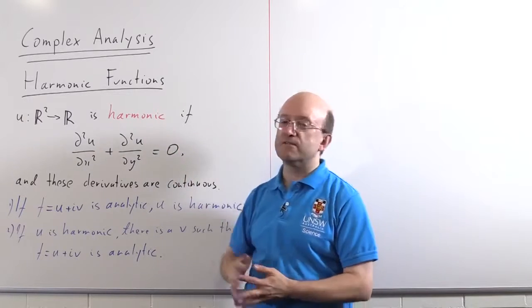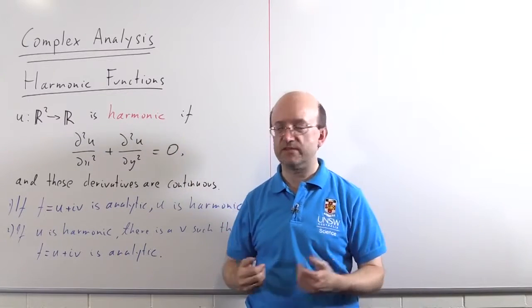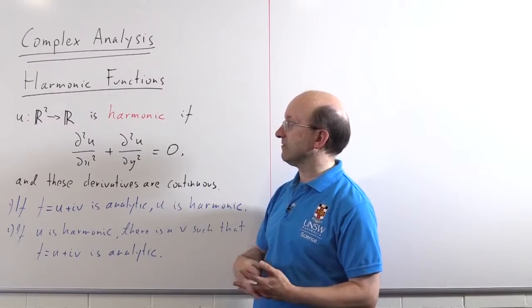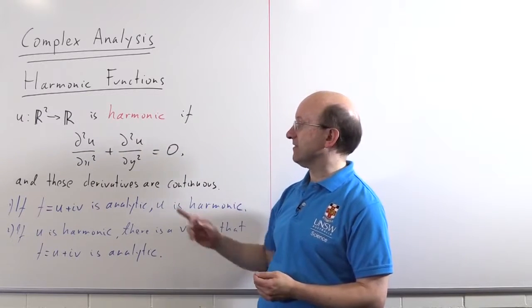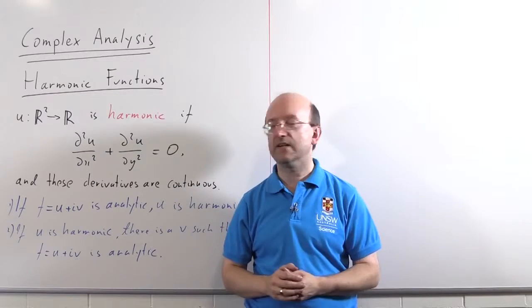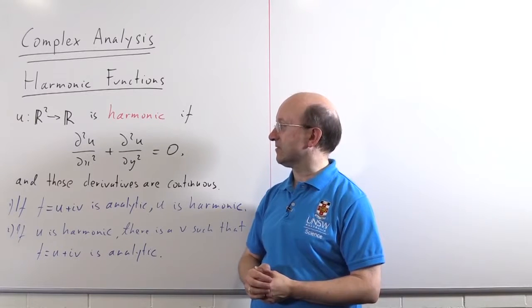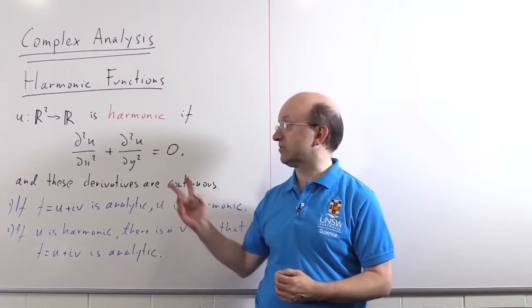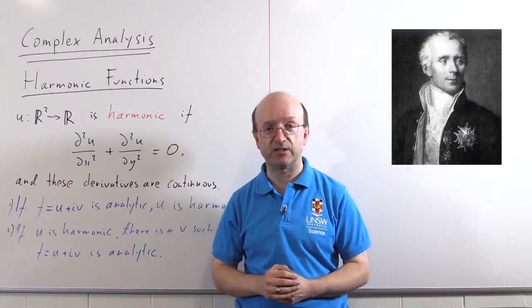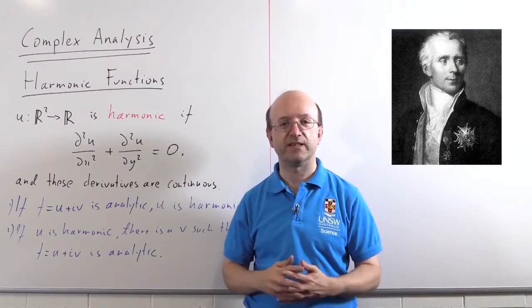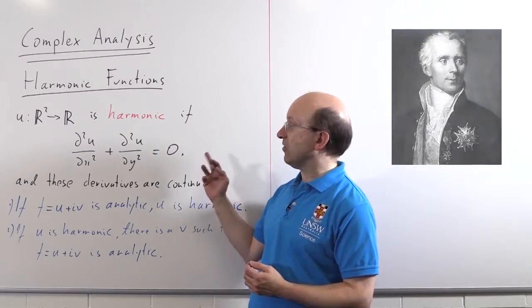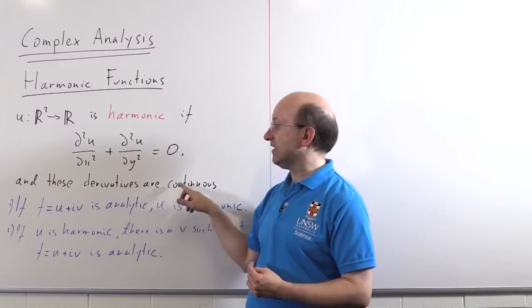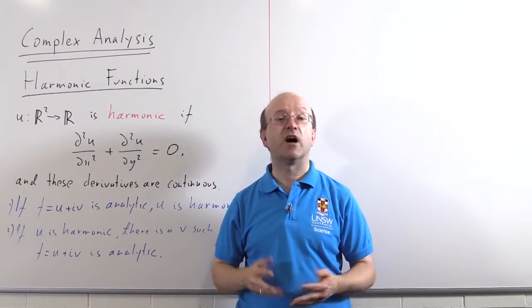A function from R2 to R, so taking two real variables and giving a real number out, is said to be harmonic if it satisfies this differential equation here, partial d2u dx squared plus partial d2u dy squared equals 0. This is known as the two-dimensional Laplace equation, after the French mathematician Pierre-Simon Laplace. But it must also satisfy this little condition here, that these second-order partial derivatives are continuous.